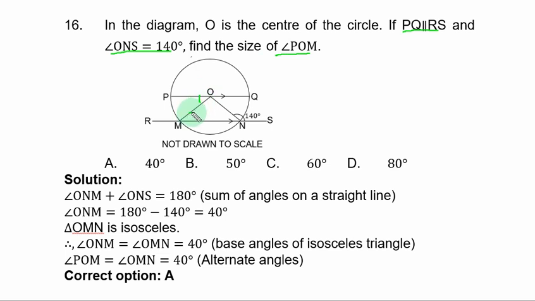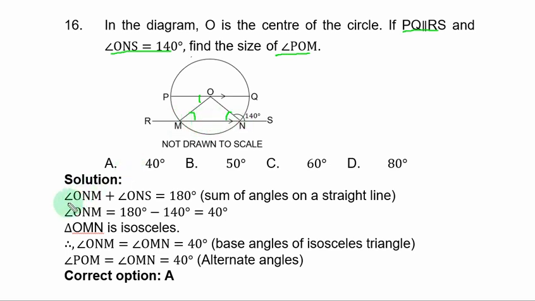is equal to angle OMN. That is alternate angles. But before that, you need to get this angle from 140 degrees. Now OM and ON are radii. That means the base angles are equal. Solution. So let's get ONM first, because it is equal to OMN.